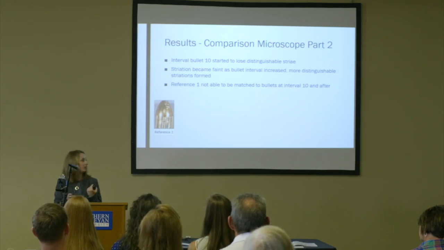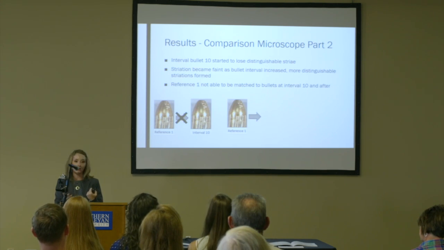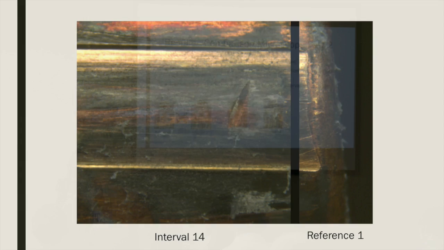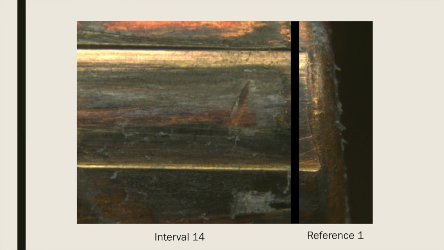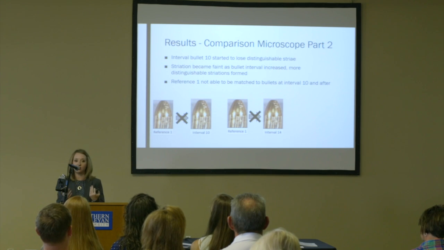So to illustrate this, we have reference 1 with interval 10, and those did not match. Then going up again in bullet interval, we have reference 1 with interval 14, the 14th bullet capture. And you can see here we have reference 1 next to interval 14, and that line, that striation I just showed you, you see how it's no longer there. So now there's no longer a correspondence. Those did not match.